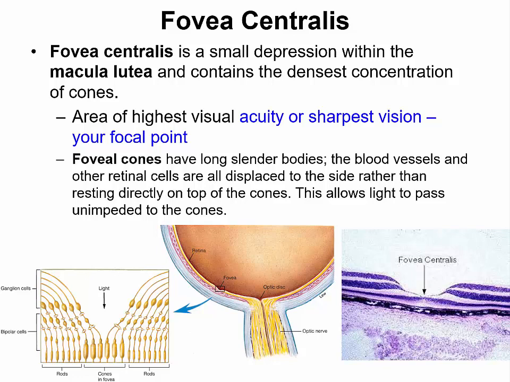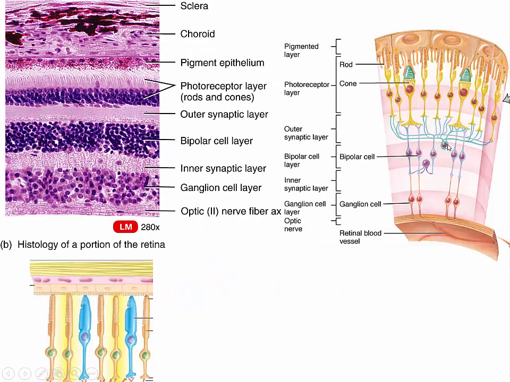So it's the area of highest visual acuity or sharpness of vision. It's your focal point. So whenever you're staring at something, that image that you're looking at is coming right in and stimulating the cones of your fovea centralis. These foveal cones are a little different than the regular cones in that they have very long, slender bodies. Blood vessels and other retinal cells are displaced to the side rather than directly on top of the cones. This allows light to pass unimpeded onto the cones, such as this right here.